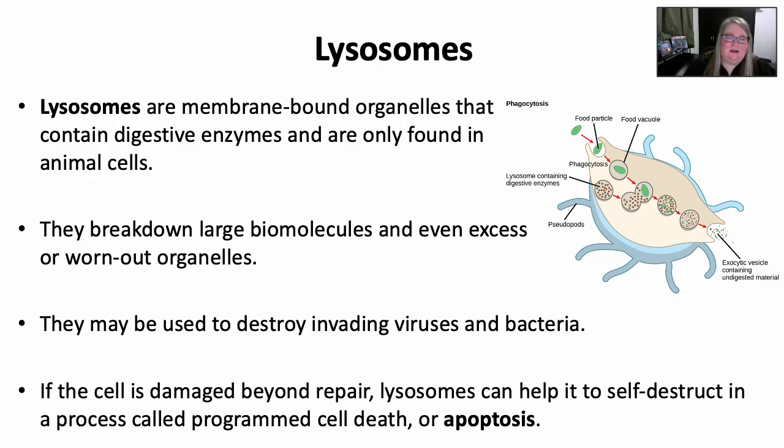Okay, now lysosomes also participate in a process called apoptosis. When cells get damaged beyond repair and they can't fix themselves, lysosomes are going to help the cell self-destruct. Okay, this is what we call programmed cell death or apoptosis. We'll talk more about it when we talk about cell signaling.